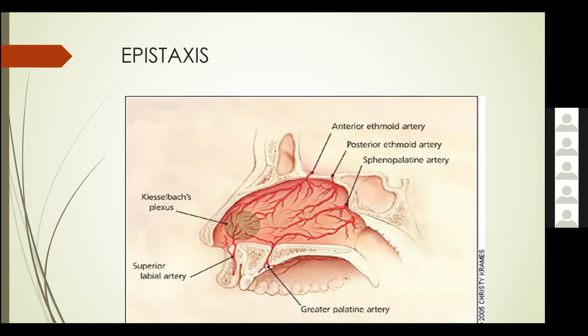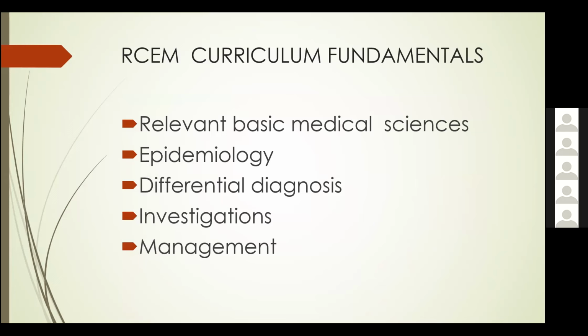Now, I've started with this slide, which is showing the blood supply of the nasal cavity. You can see that the main vessels are the greater palatine artery, superior labial artery, and Kiesselbach's plexus, which is a confluence of those arterial ramifications: the anterior ethmoid, posterior ethmoid, sphenopalatine artery, greater palatine artery, and the superior labial artery.